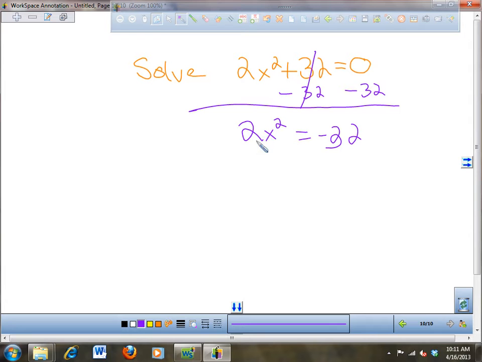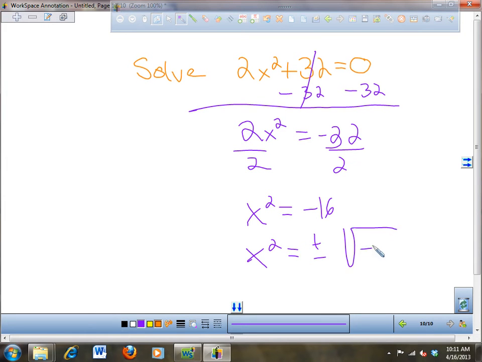Now what do I do with this 2? All right, get rid of this 2. Divide by 2. Divide by 2. And I get x squared equals negative 16. And then I get x equals plus or minus the square root of negative 16. What's the square root of negative 16? No. There is no square root of negative 16.